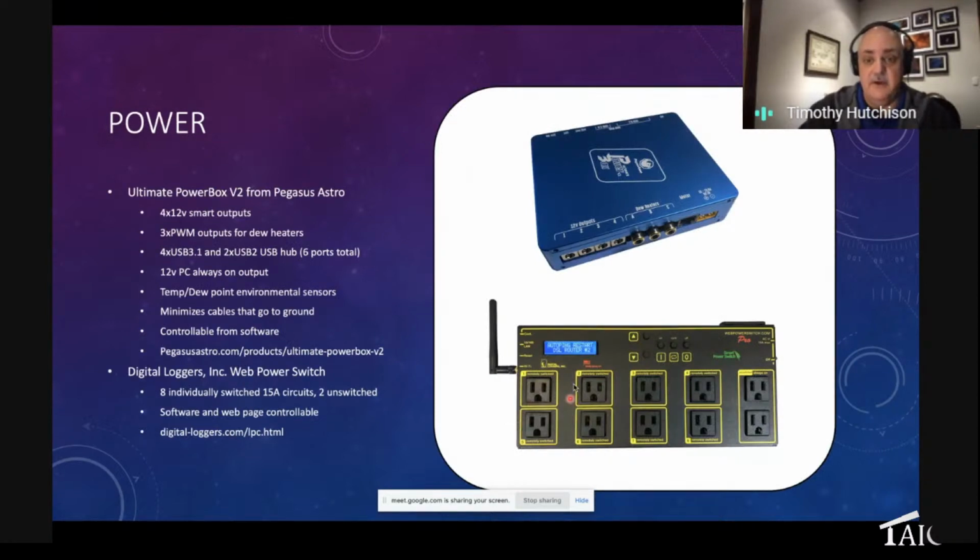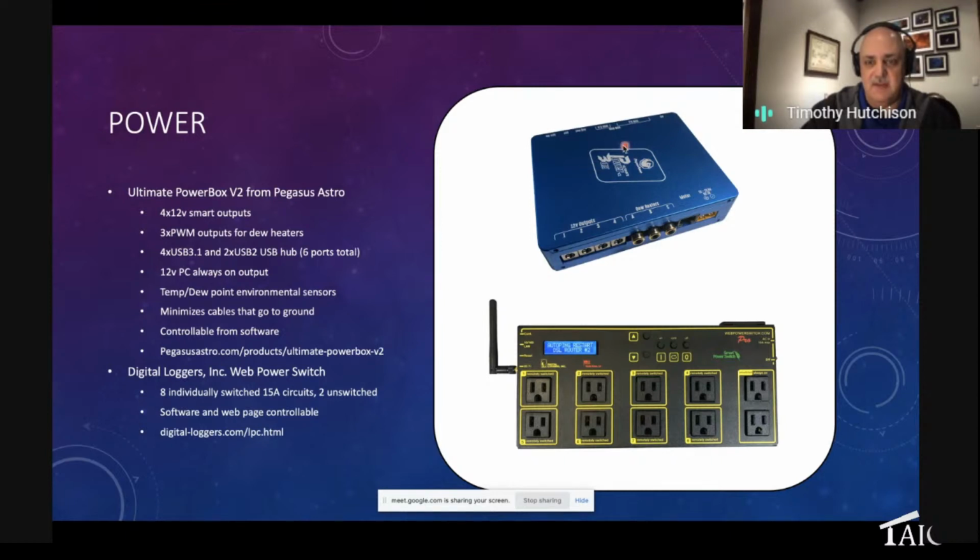For power, there are two pieces of equipment that I'm using. I'm using an Ultimate Power Box version 2 that sits on top of the telescope. It's very small. It looks huge in this picture, but it's not very big at all. It's a small little box, and it gives me 12-volt DC outputs to power the camera and the filter wheel and the focuser and all those kinds of things. There are dew heater outputs on there to drive the dew heaters. There's a constant 12-volt output that powers the computer that we're going to talk about next. And there are 4 USB 3 and 2 USB 2 ports on there.